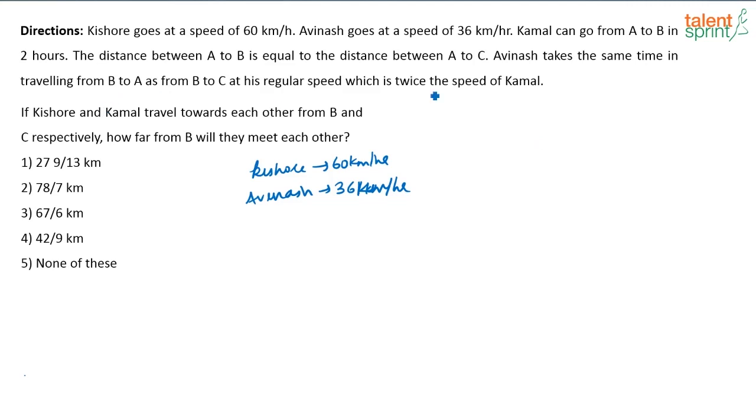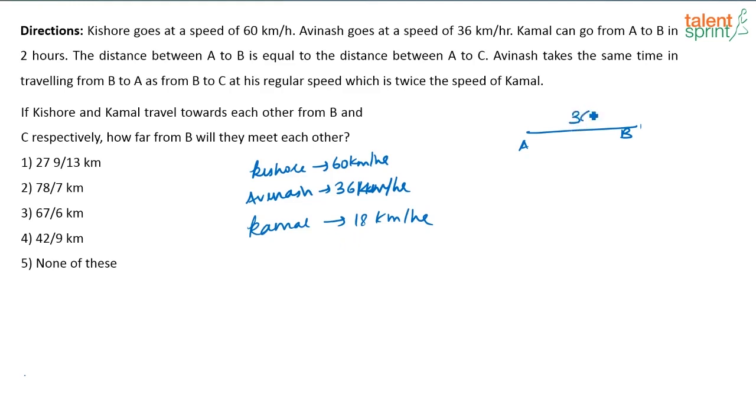See, there was one more piece of information given in the last sentence: Avinash takes the same time traveling from B to A as from B to C at his regular speed. Okay, so Avinash's regular speed is twice the speed of Kamal, or I can say the speed of Kamal is nothing but 18 kilometers per hour. So initially, based on the given information, this is what I am able to say, correct? Kishore is traveling at 60 kilometers per hour, Avinash at 36 and Kamal at 18 kilometers per hour. And it is said that Kamal can go from A to B in 2 hours, which means with this speed he is taking 2 hours to travel.